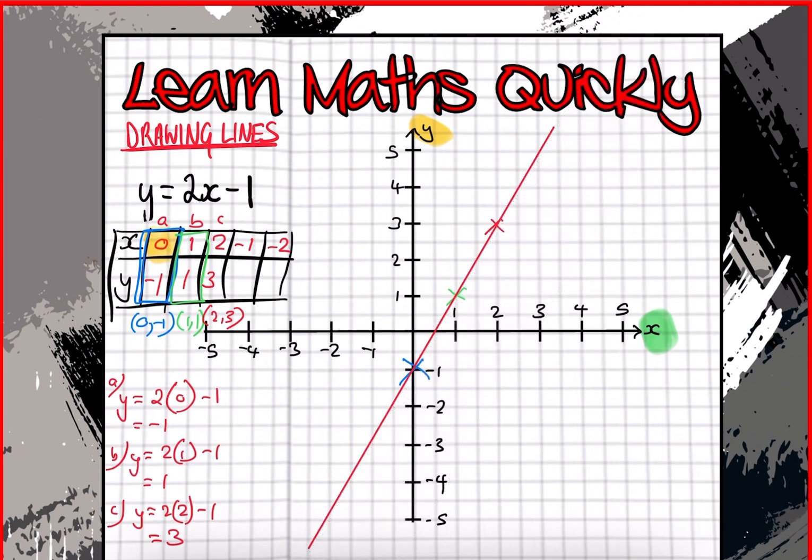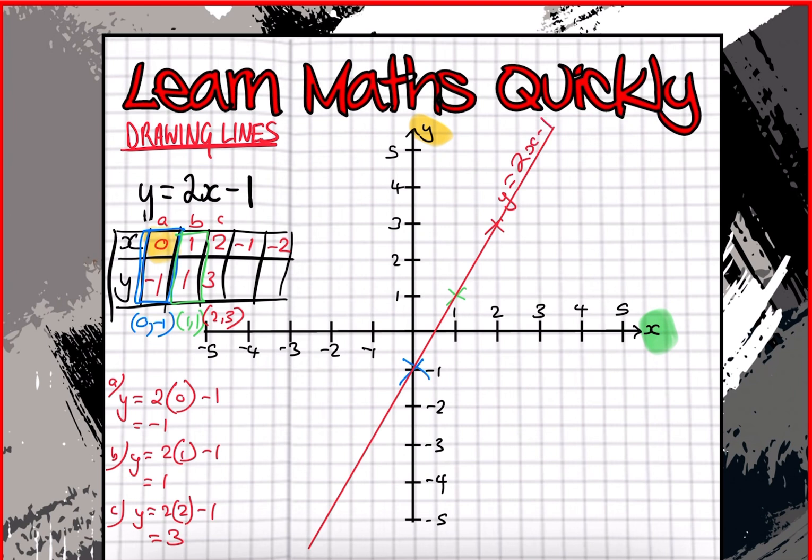What's really good practice is when you're labelling these lines to actually write it on top of the line as if the line itself is underlining what your formula is. So write it like this, so y equals 2x minus 1.